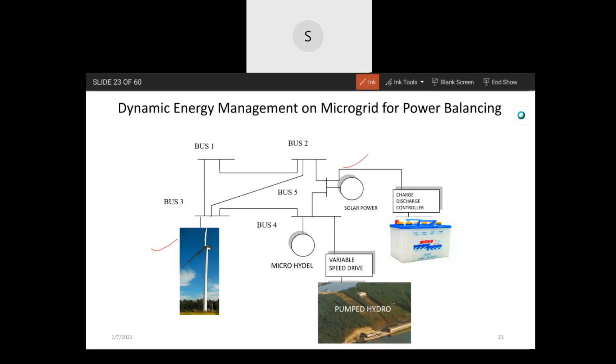There is a solar plant in another. Here, you can have a battery storage with a charge and discharge control. So that will help for this. It is faster, but its size is smaller. And along with that, if you have a pumped hydro, it is still better.